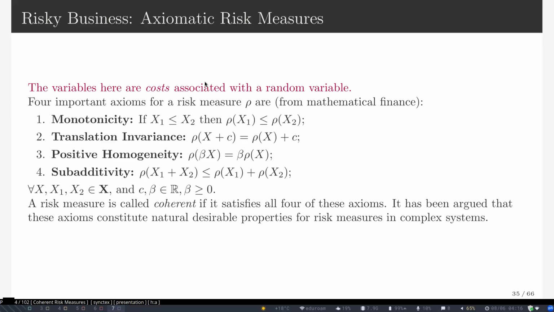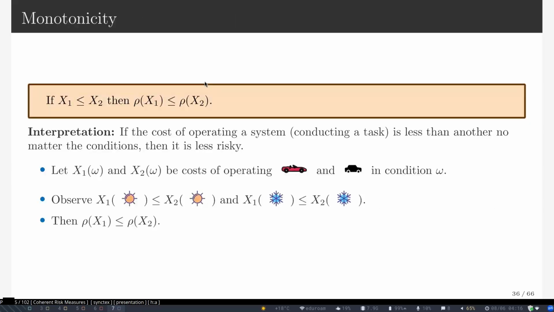And these are really the natural properties of a risk measure that can be translated to money. So the first one, monotonicity. If the cost of operating a system to achieve something is less than another, no matter the conditions, then it is less risky. So if this is a safer car, then under the underlying measure, but under different conditions, the risk of operating the first one is less than the other.